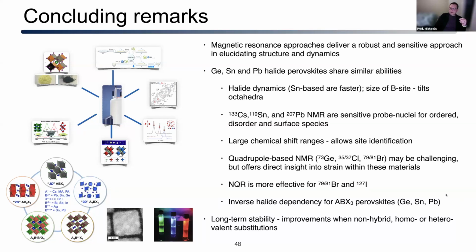And then more importantly, I think across the whole series of these perovskites, when these are in a 2+ oxidation state, they always show an inverse halide dependency, which is pretty dominated by a large paramagnetic contribution to the shielding term. And overall, long-term stability improvements can be made through chemical modification. We're still working on this, and I think the germanium ones will be where we're focused now, hopefully enough that we can actually make a viable device.